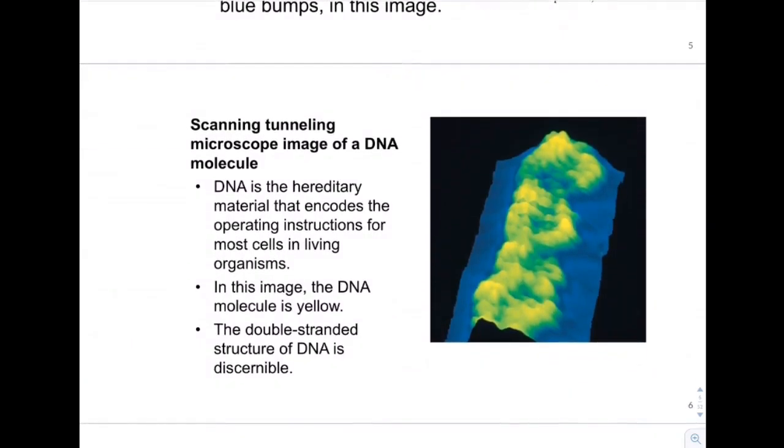Here is a molecule. This is DNA. And so you can see the little bumps and ridges kind of looking at the atoms of that molecule, but the whole thing, you can see that double helix structure, which is really cool.